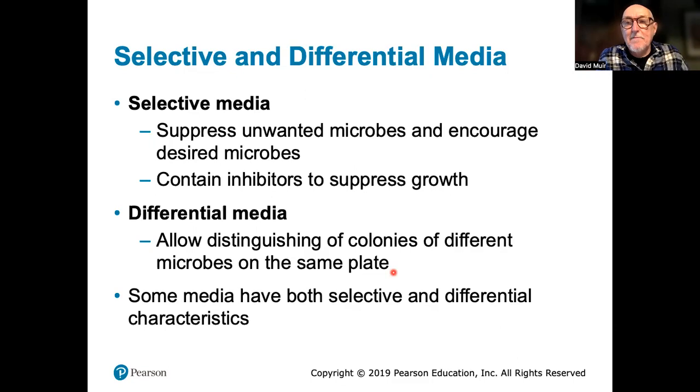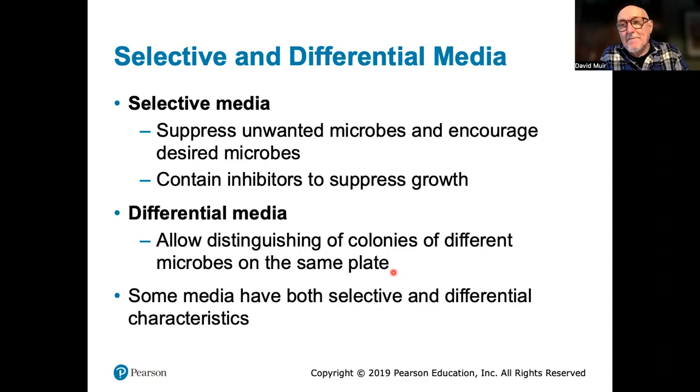The first kind of media that we would suggest to do this are selective media. Selective media suppress the growth of bacteria that we're not interested in, and they encourage the growth of bacteria that we want to grow. To do so, they usually contain inhibitors which suppress growth.